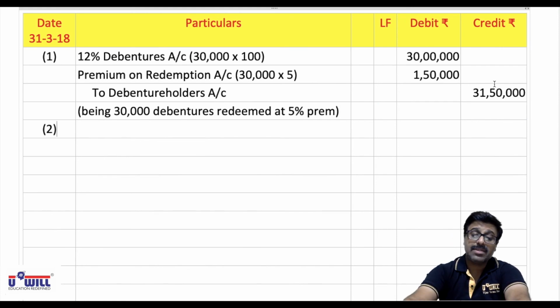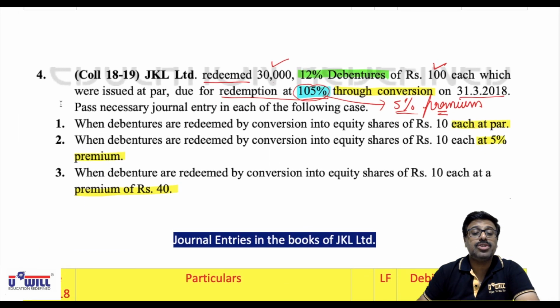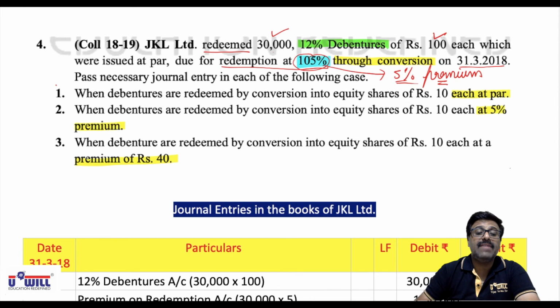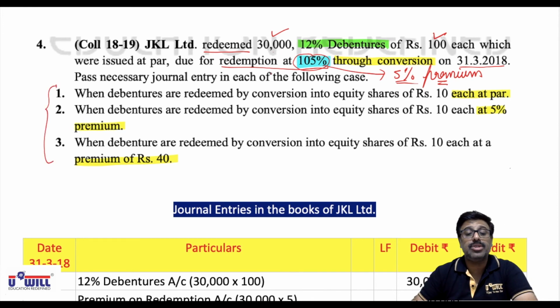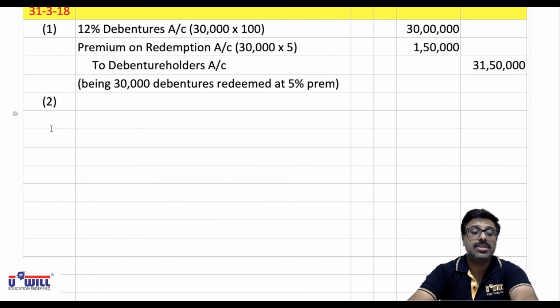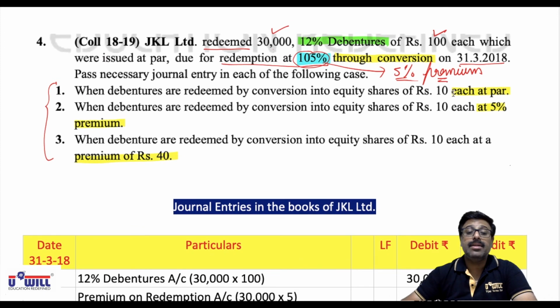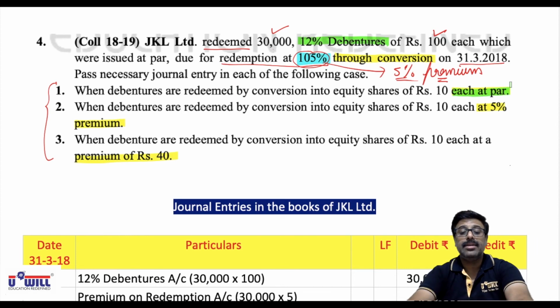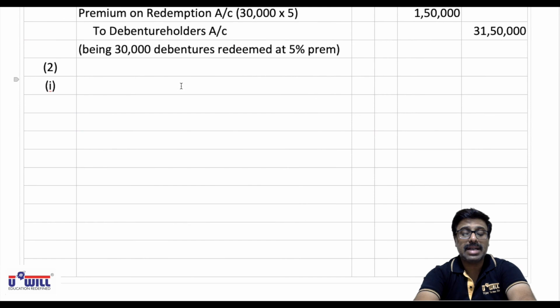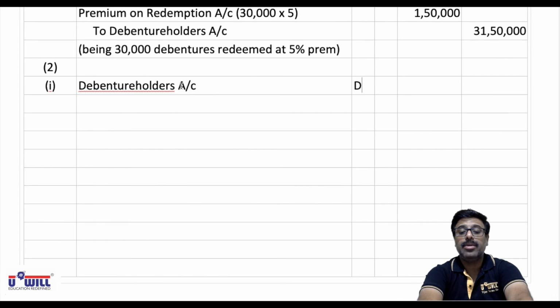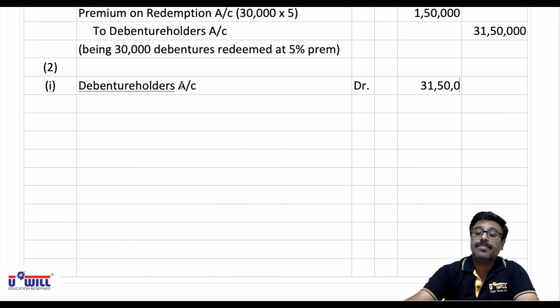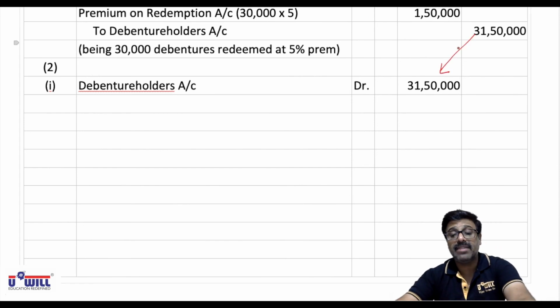Now, second entry we will pass for issue of equity shares, and here we have 3 situations. First entry would remain same in all the situations. First situation, the equity shares are issued at par. Since the equity shares are issued at par, here no workings are required. Directly you can say debenture holders are the receiver, debit the receiver, debenture holders account debit with full amount of 31,50,000.